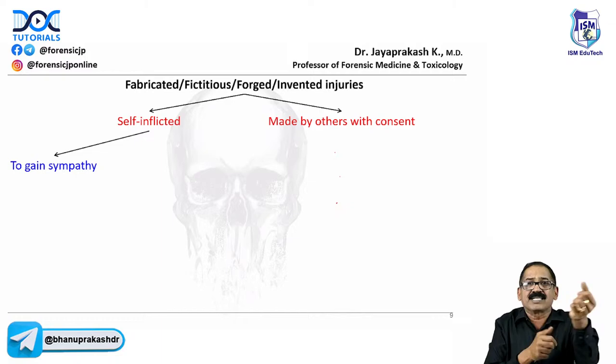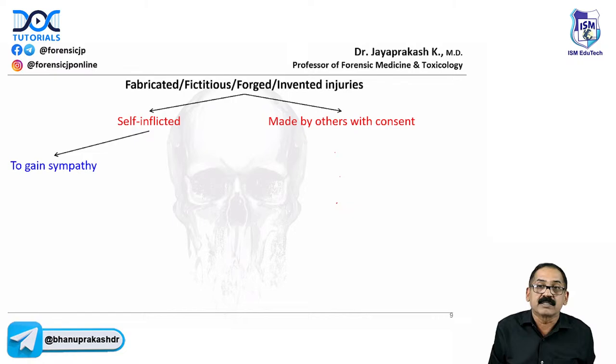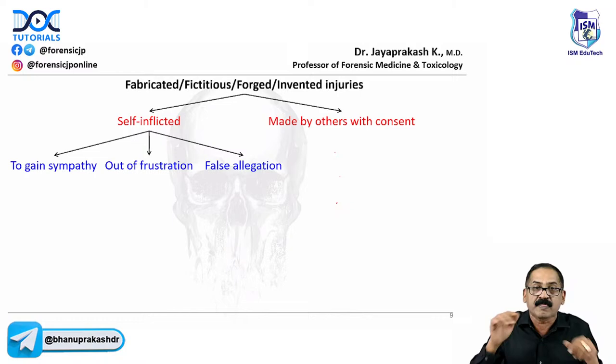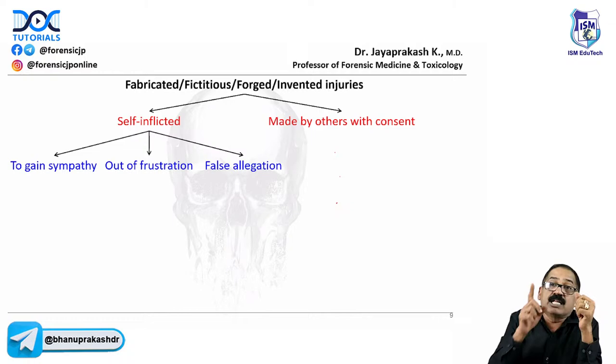Then next day he comes with a bandage. Then her friend tells, see, he cut his body to gain sympathy. Out of frustration, he doesn't qualify once, twice, thrice, four, five times, and out of frustration you may go and cut your body. False allegation: you make some injuries on your body and you go and lodge a complaint in the police station that one of your enemies assaulted you.